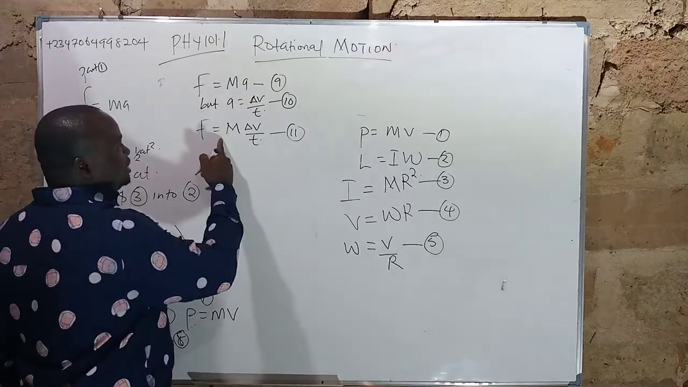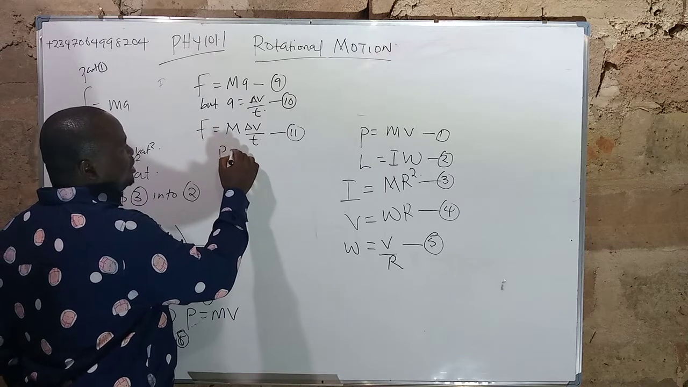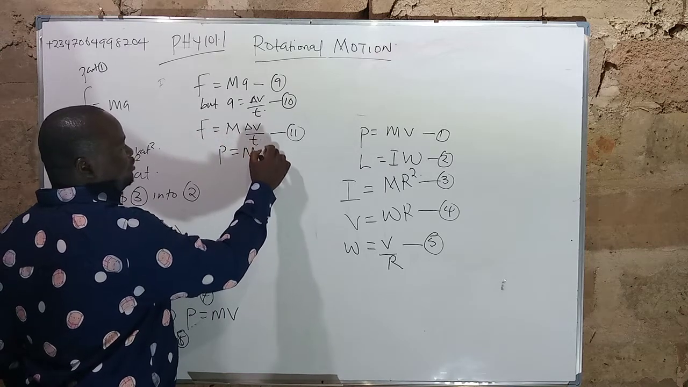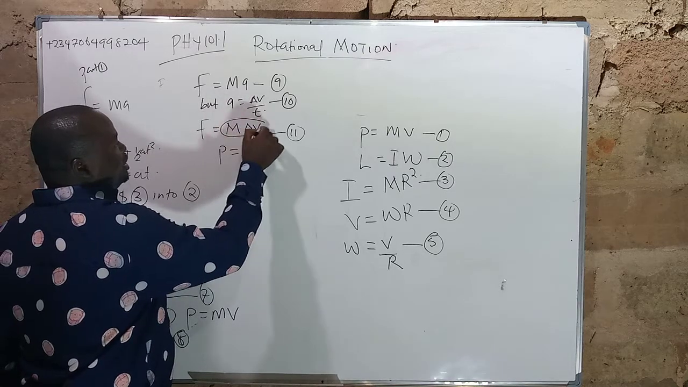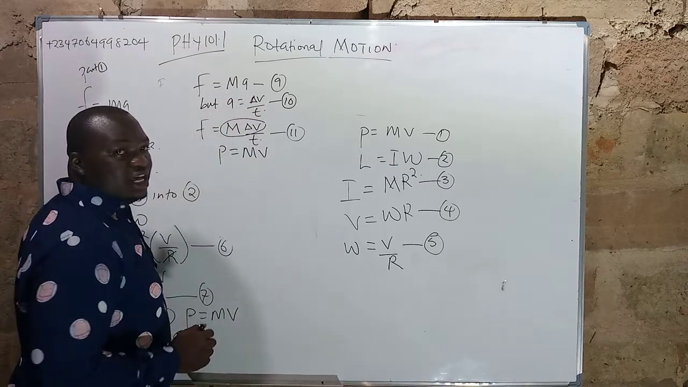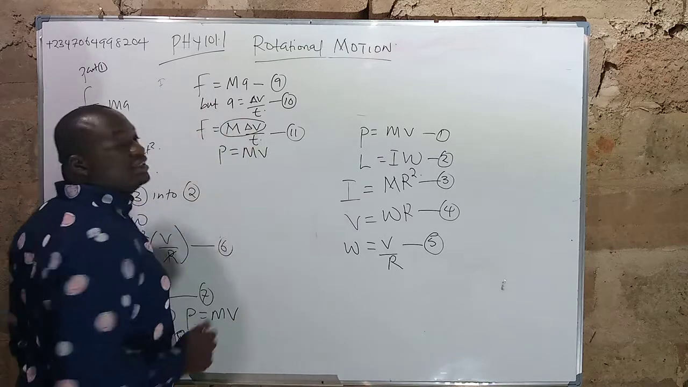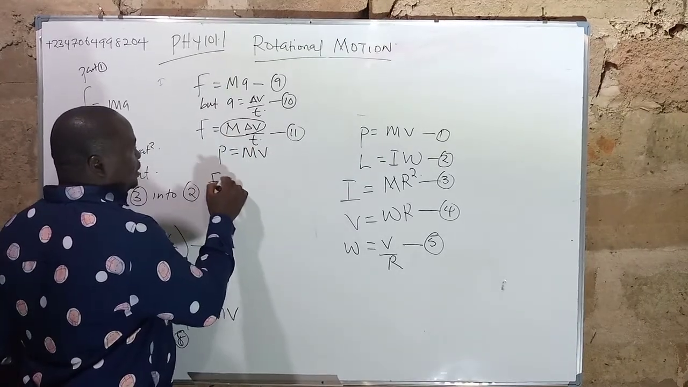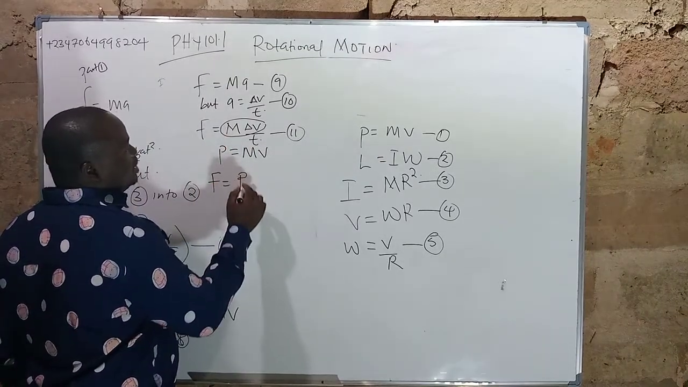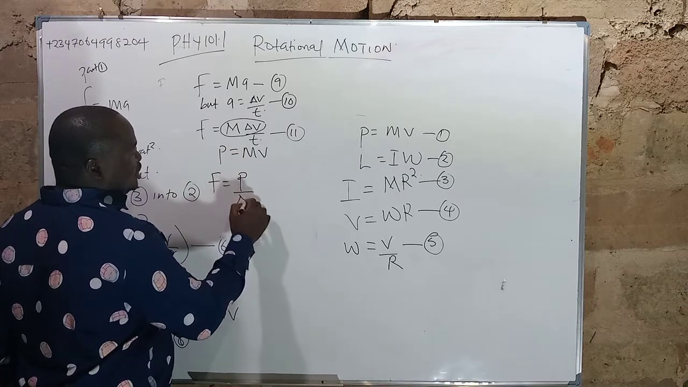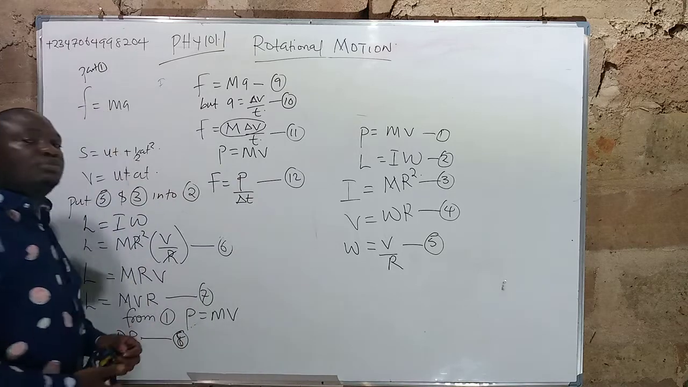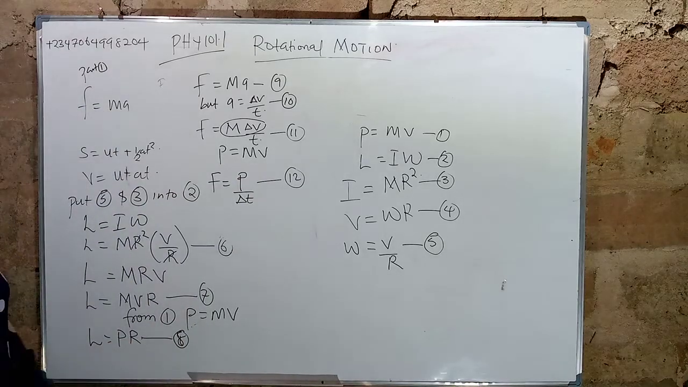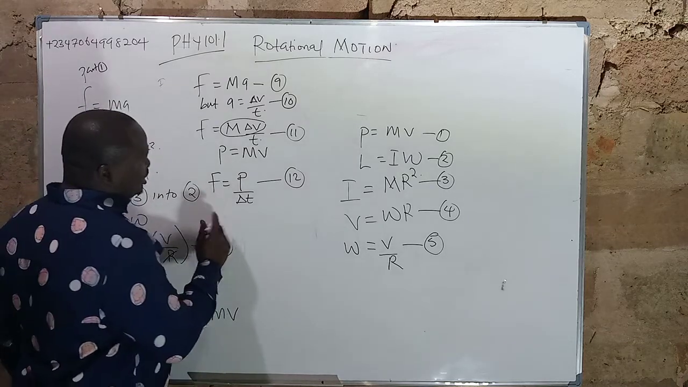Now look at this. Remember that P is equal to mass times V. So here already is the momentum, linear momentum. So I'm going to remove it and replace it. So your F automatically changes to change in P all over change in T. This is another formula for calculation.